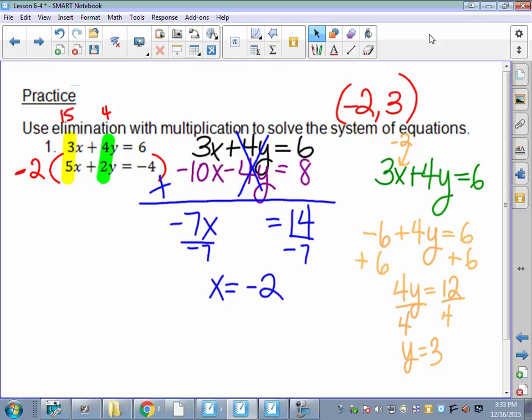Wasn't really that bad. We could have solved or eliminated the x's. We would just multiply both equations in order to make them the same coefficient. So I always try to find the easiest one where I only have to multiply one of the two equations. Let's try another example.